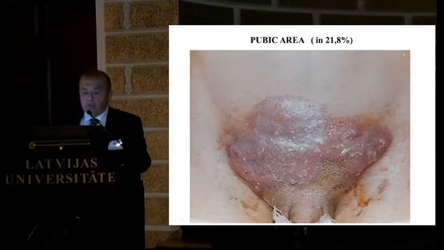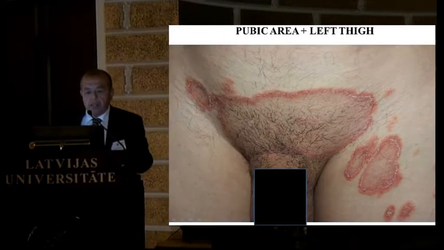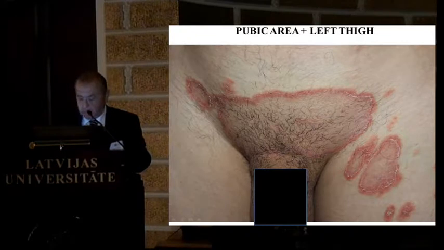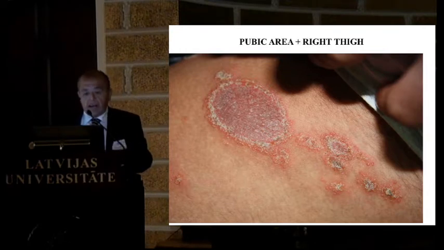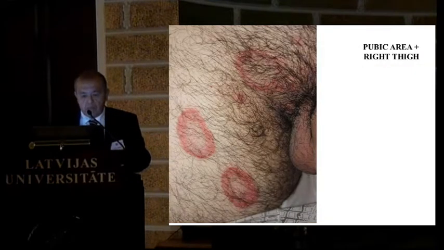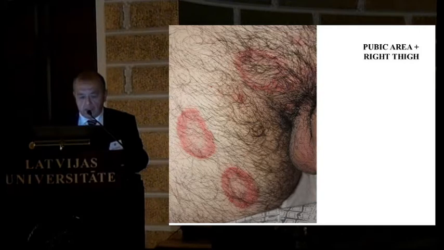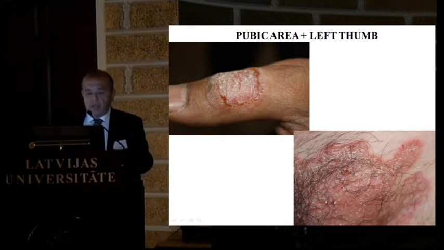You can see here localization in the pubic area only. Here, pubic area with crusting and pustules. Here, pubic area and left thigh. Here, pubic area and right thigh, and also pubic area and right thigh. Here, the pubic area was infected first, then the left thumb was infected.